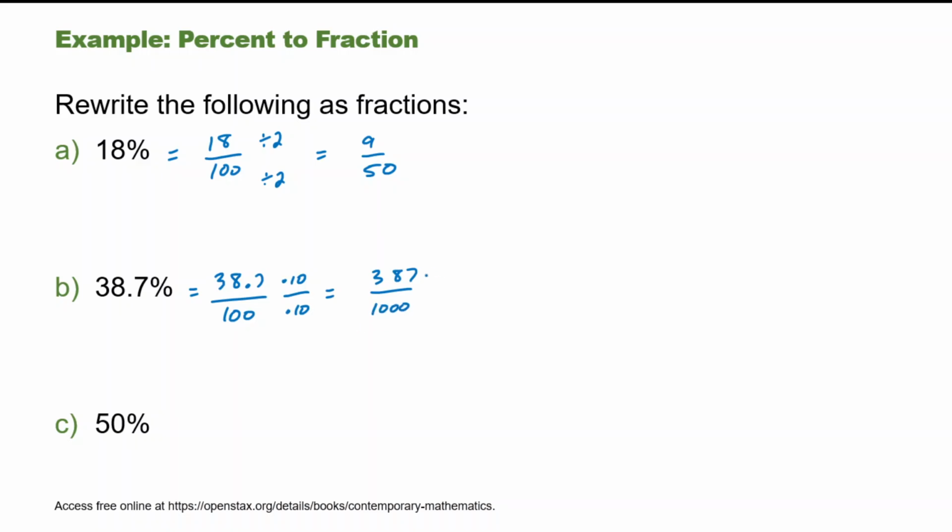Now that we have whole numbers in our numerator and denominator, we will attempt to reduce this, and actually this fraction does not reduce. So 38.7% is equal to 387 1,000ths.